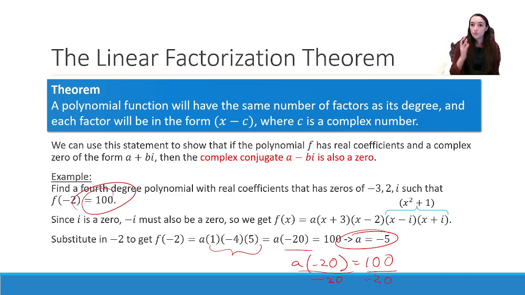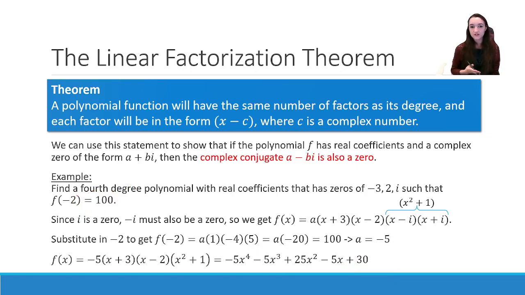So, once you get a, you have the factored form, and we can state our final answer all together, where we replace a with negative 5 to get f of x equals negative 5, x plus 3, x minus 2, x squared plus 1. So we have the fully factored form, and then we can also write it out in its general form with each of the real coefficients. So we see there are no i's left, even though some of our zeros were i's. And that's basically how we can use our linear factorization theorem to solve a problem like this.